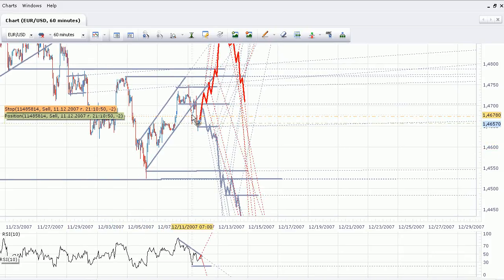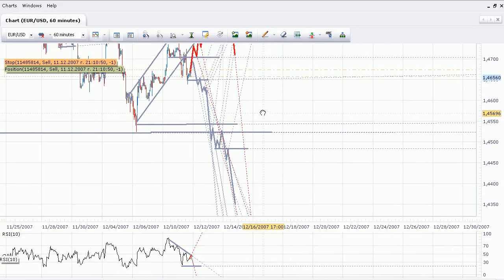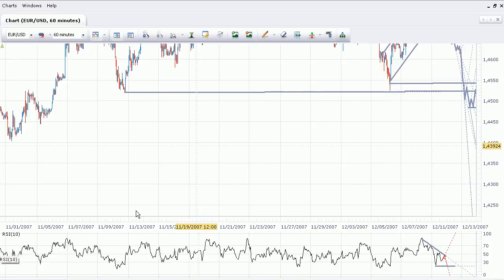So if we see a break below this level here of 1.4657 or so, I'm favoring the bears, or my suggestion is that this would happen with the euro-dollar currency pair, and we might see more dramatic falls to the 1.4350 area, which are previous support levels established by previous lows and highs.